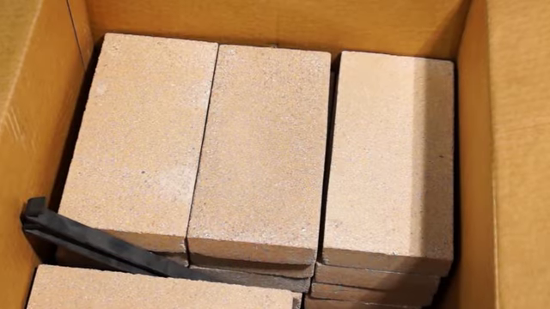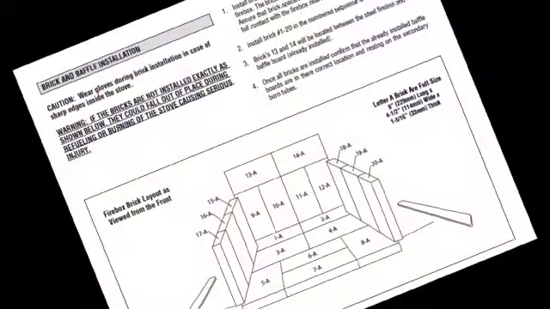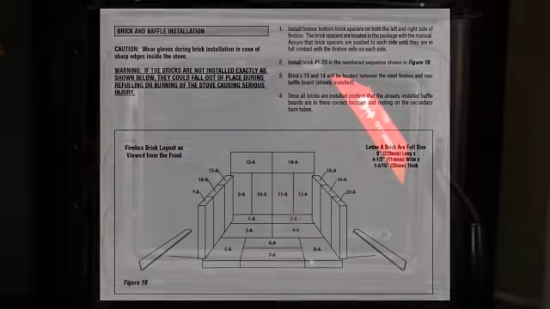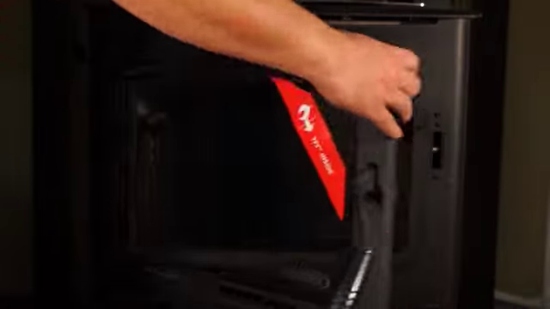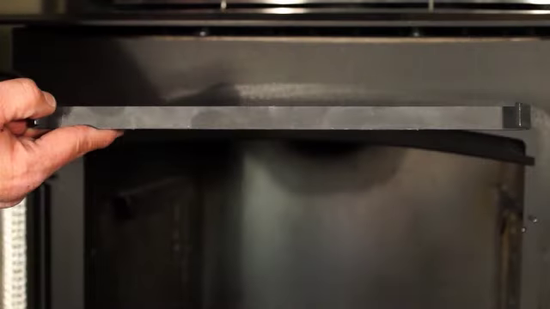In the stove are two boxes of 20 bricks and two spacers. Refer to the owner's manual for more information on brick placement. Unlatch and open the door. Remove the two spacers and place one on each side of the firebox.